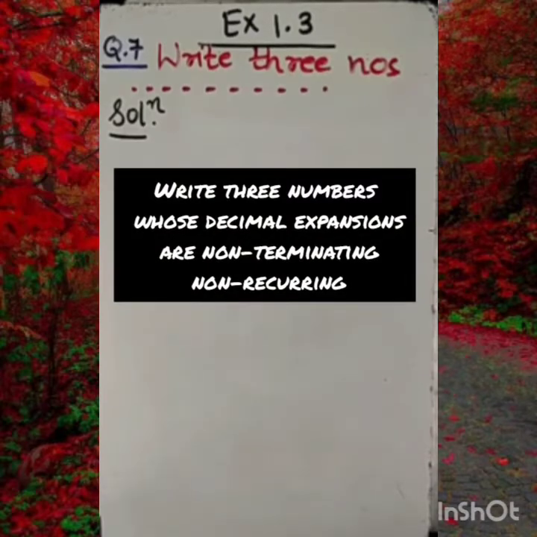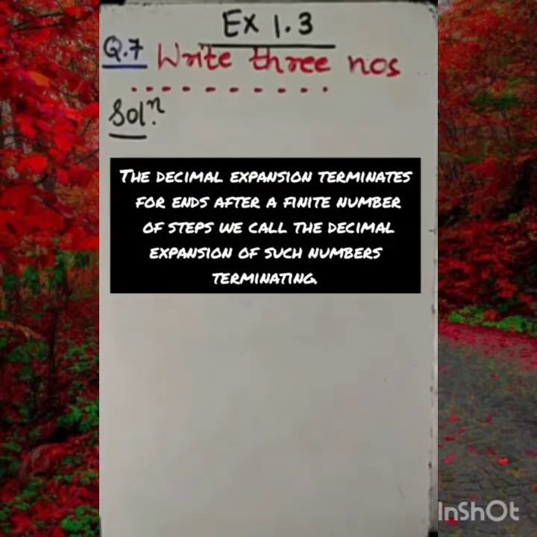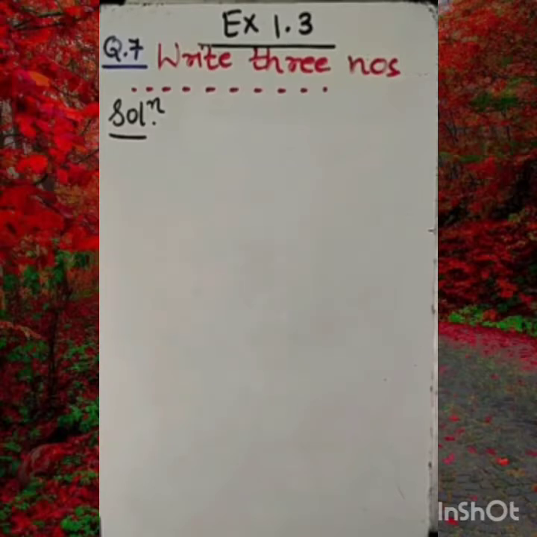Write three numbers. The question of exercise 1.3, question number 7. The question is: write three numbers whose decimal expansions are non-terminating and non-recurring. Okay, these both terms are new for you. So let me clarify here. Three numbers we have to write so that their decimal representations are non-terminating and non-repeating, meaning the repetition occurs timely.